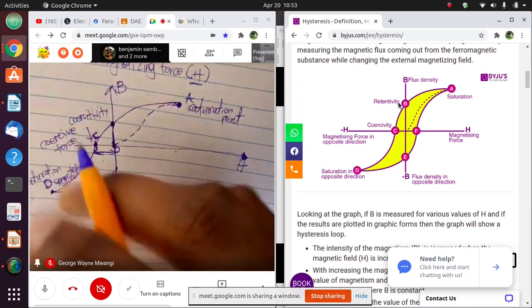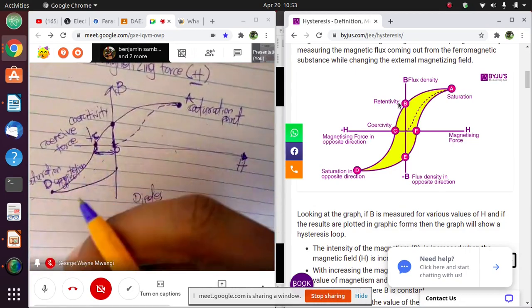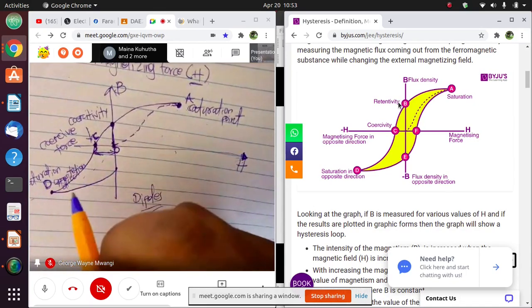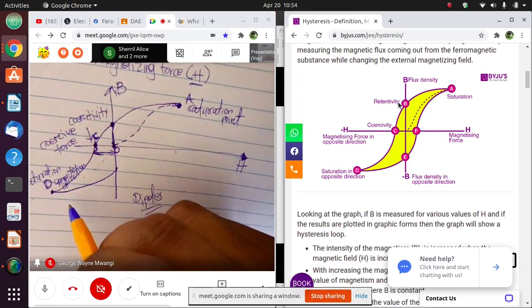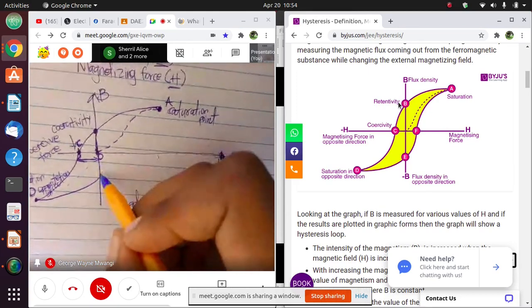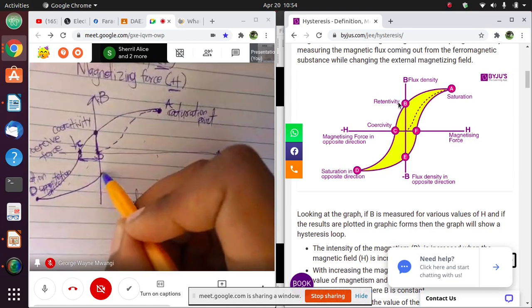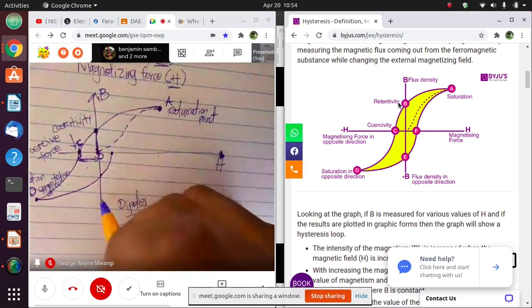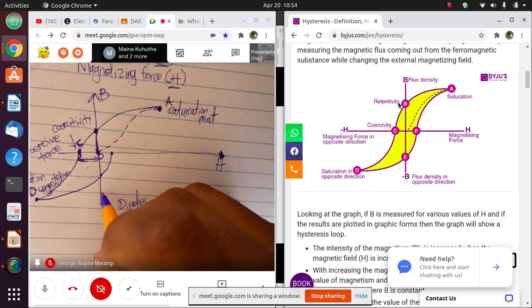That material has memory. Some of those internal molecules will retain that magnetism, even if we withdraw the magnetizing force, the magnetic field. Now, a force will be required to reduce that magnetism to zero in that ferromagnetic material. And that is what we are calling coercive force. Okay.